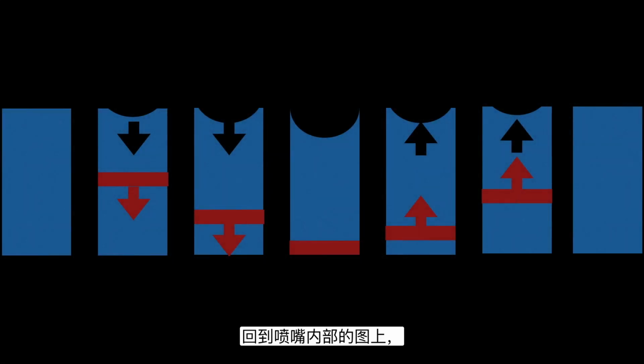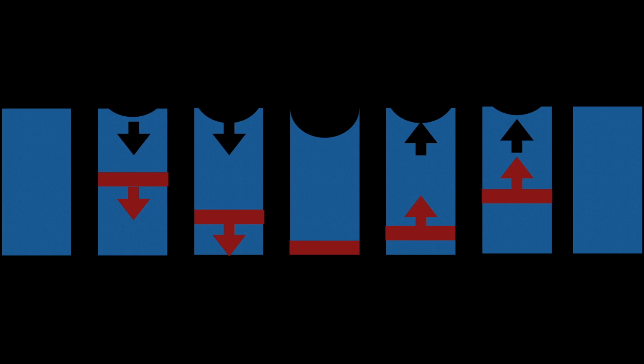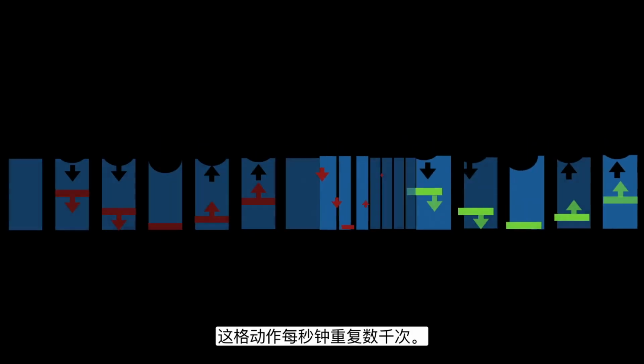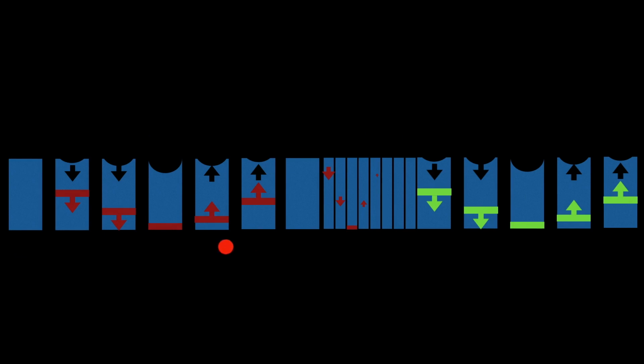If we go back to our diagram of what's happening inside the nozzle, we've got our optimized pulse width so that the movement of the back wall always matches the movement of the ink. This is repeating thousands of times per second. So this is one drop, and then we wait a certain amount of time, and then we jet our next drop.